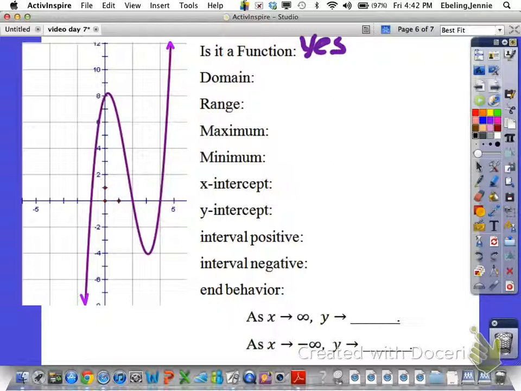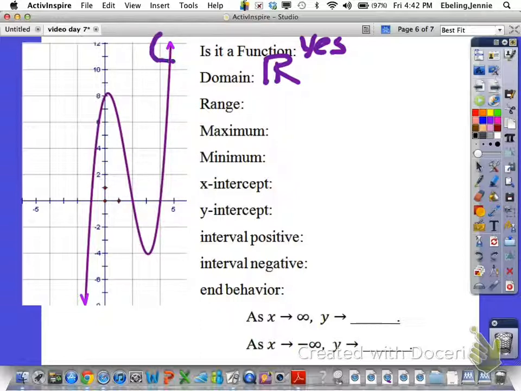My domain on here, what can all my x's be? Well, as I look at this graph and I look at the x-axis right here, look at all the points that are on the graph. And then how the graph is going to slowly go up and it goes down over here. Well, it's eventually going to open up and use up all of those x's. So as it does that, if it's using all the x's, we're going to say that our domain is all real numbers.